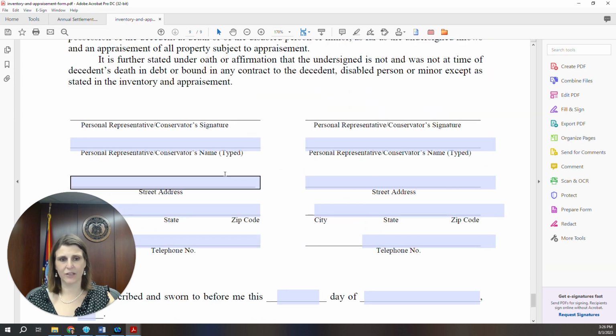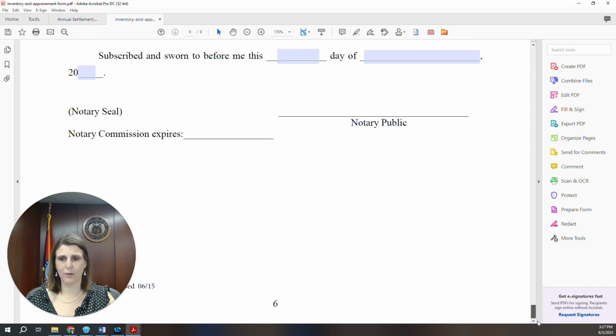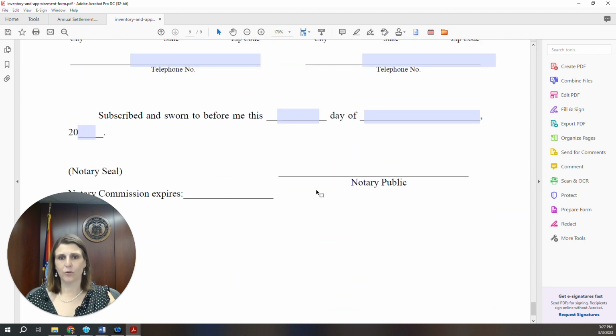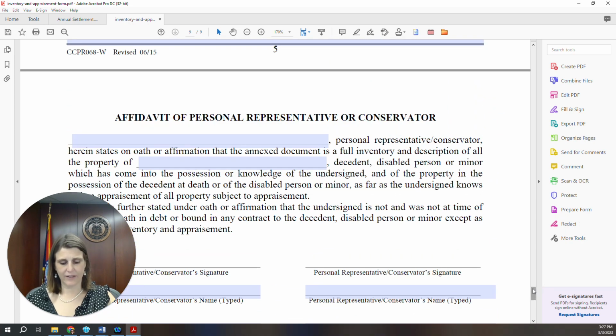That's really important that your personal representative or your conservator sign it. If you have two personal representatives or two conservators, they must both sign it. It is not an or for those things, it is always an and. So they must both sign this document and both have it notarized in order for us to accept it. So please make sure that you're doing that as well.